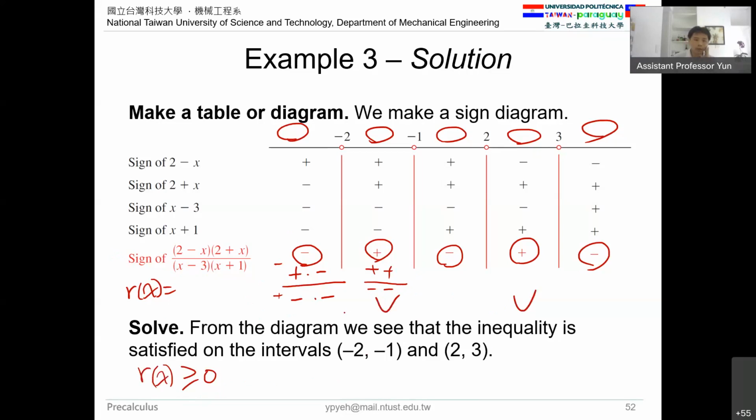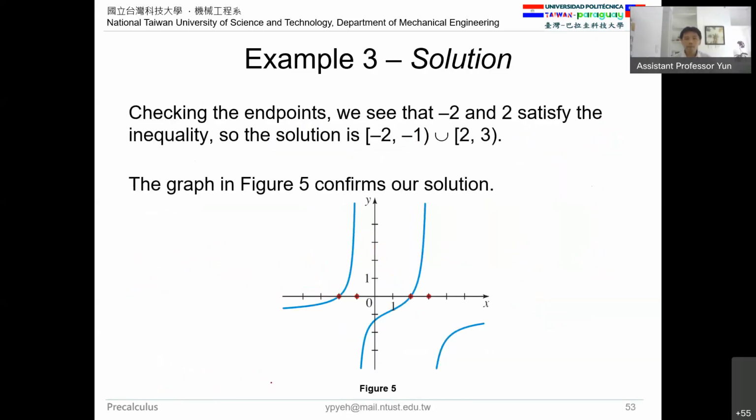So the solution will be between -2 and -1, right? And also between 2 and 3, which result in positive values of these inequalities regions. Okay, and also you can check the endpoints, and we see simply to join out of these figures, which will be 3, 2, and also -1 and -2, right?